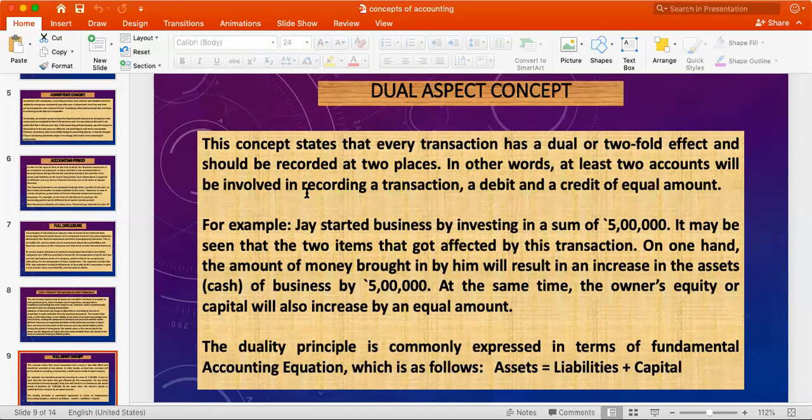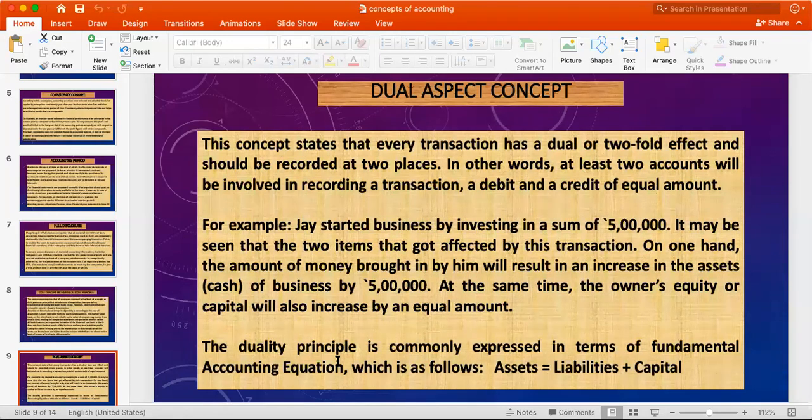This concept states that every transaction has a dual or twofold effect and should be recorded at two places. In other words, at least two accounts will be involved in recording the transaction, a debit and a credit of equal amount. Both should be the same amount. For example, JF started the business with 5 lakh. The two effects are, one, cash will be increasing and the asset will be increasing, and similarly the owner's equity or capital will also increase by the same amount.